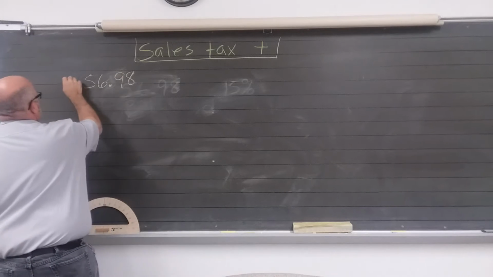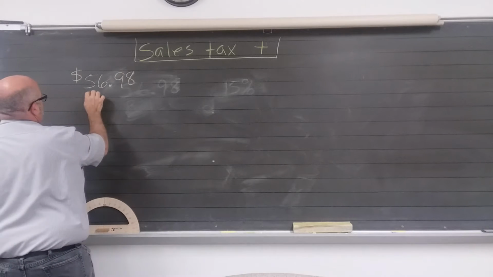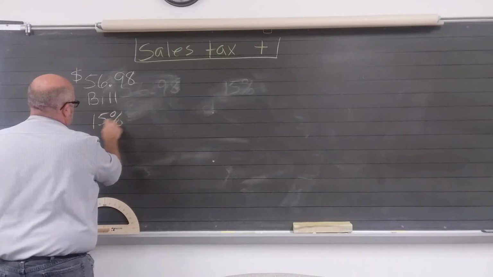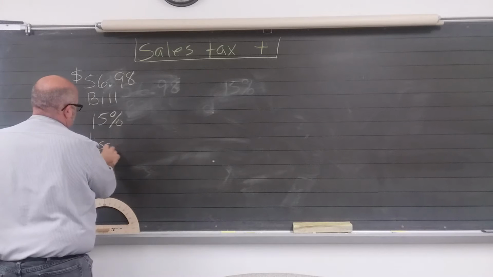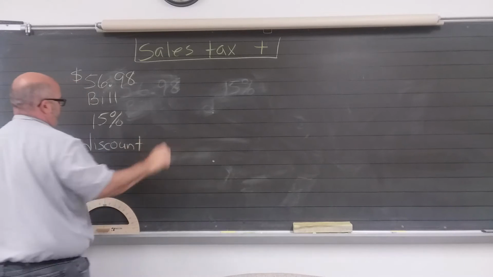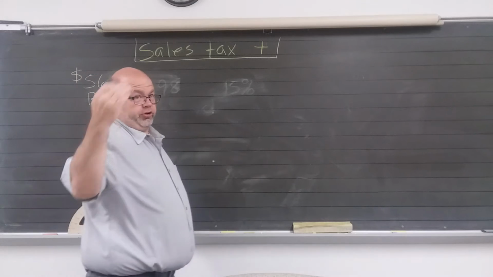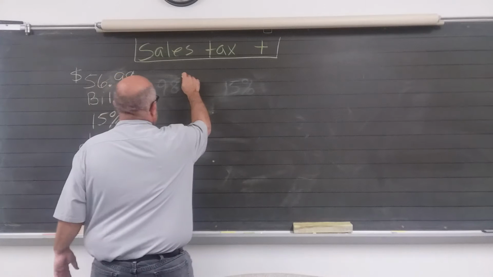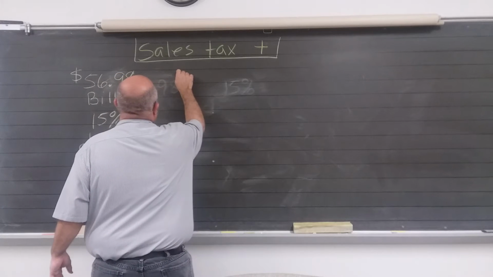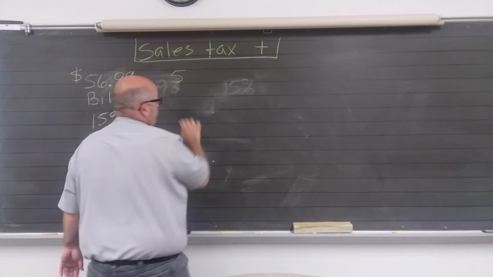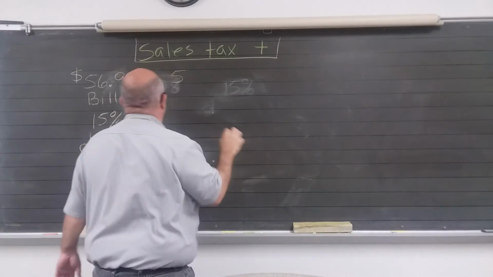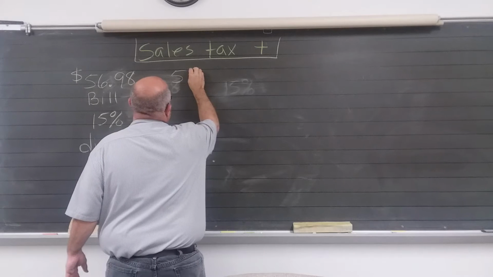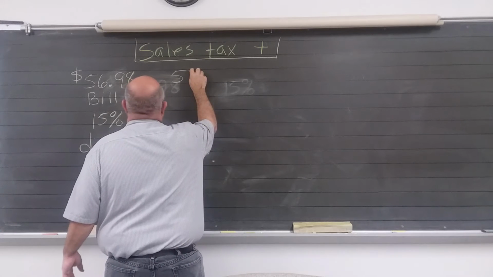$56.98. That's the bill. 15% discount. All right? The discount you're taking off of your bill. So, here's how you would set this one up. I'm going to show you another way that you can do these too, one that I think is as efficient as the proportions, but this is what the proportion would be.